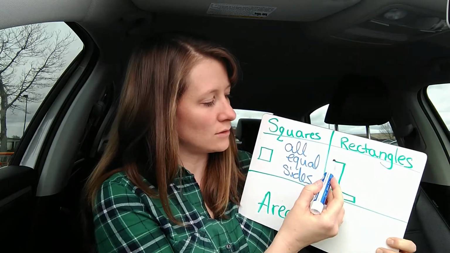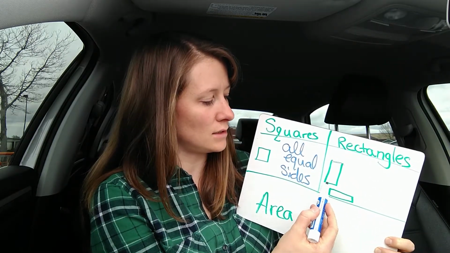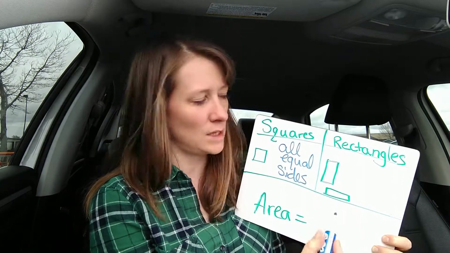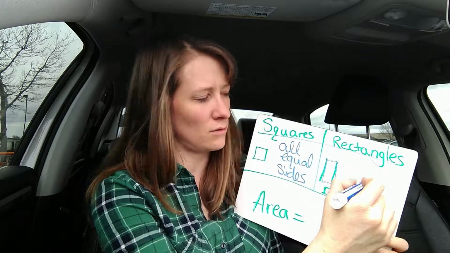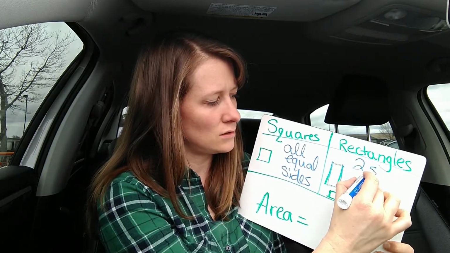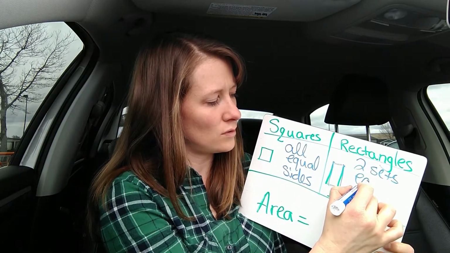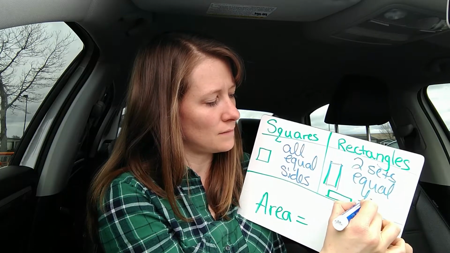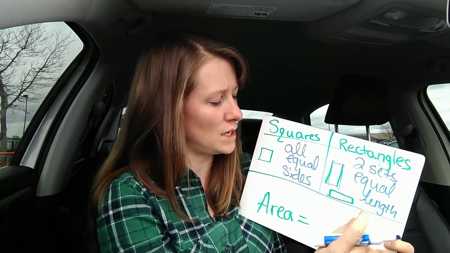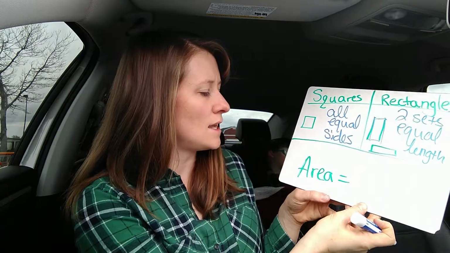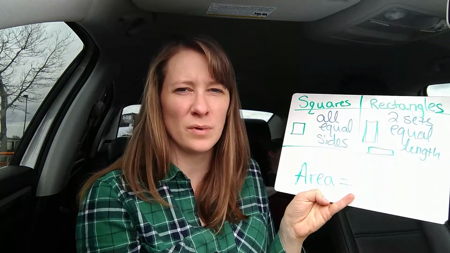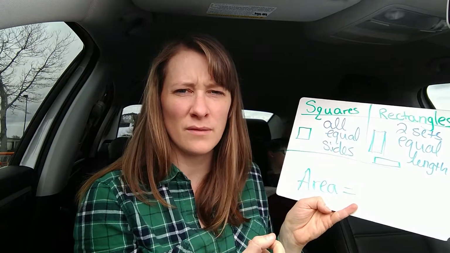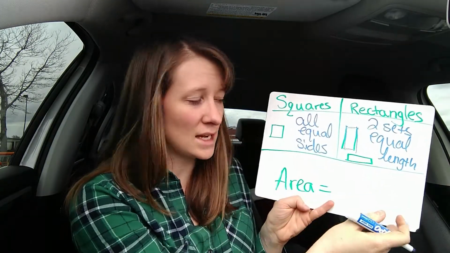And then for our rectangles, if you notice, these two have the same length, and then these two have the same length. So I have two sets of equal lengths for my rectangle. Two sets equal length, or equal measurement, equal sides. And then this is what we are talking about today. So let's just jump right into what is the formula for the area of squares and rectangles.